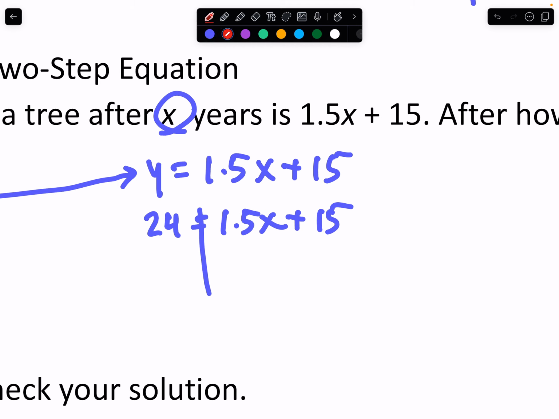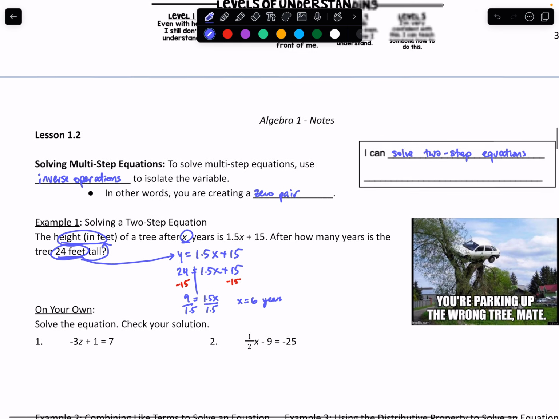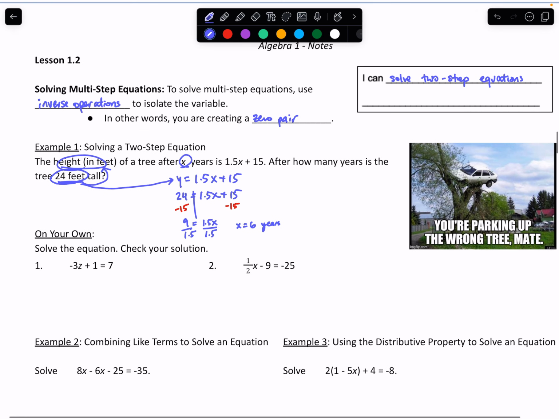So for example, here in this problem, I'm going to move this 15 over to both sides first. Then I have 9 is equal to 1.5x. Now I'm going to divide by 1.5, divide by 1.5, and then you are going to get x is equal to 6 years. So you must always add or subtract first, and then multiply and divide is always going to be the order that you go in, except in one case, and we'll talk about that later. Alright, so now I want you to try numbers 1 and 2 on your own.